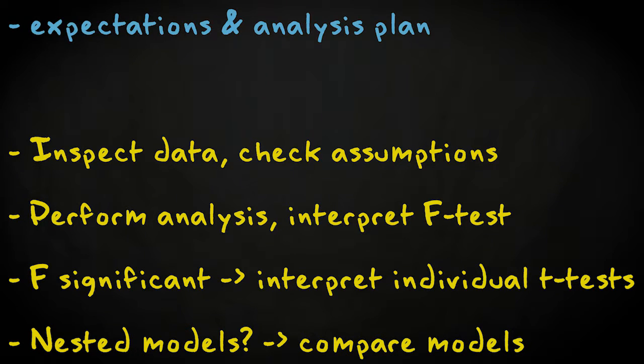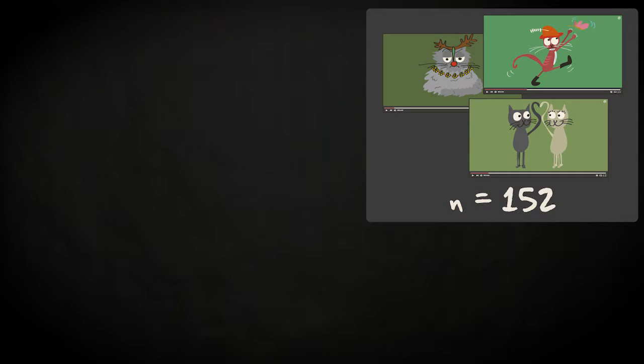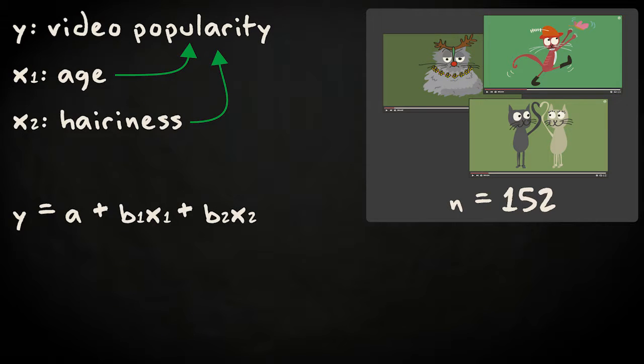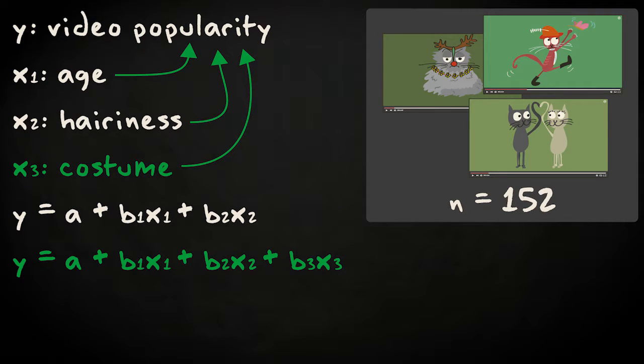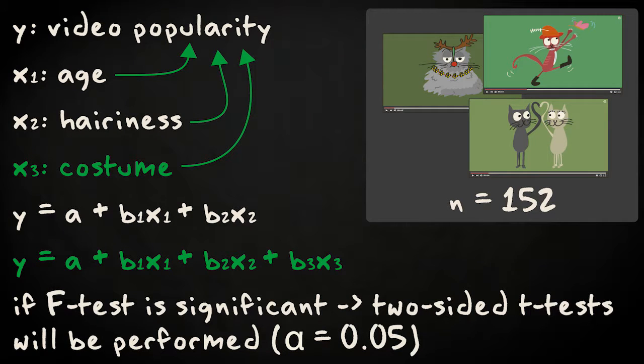By the way, we're assuming explicit expectations and an analysis plan were specified beforehand. Also, we're assuming the basic data preparation, like checking for data entry errors, has already been done. Suppose I've collected data on 152 online cat videos that were also submitted to the International Cat Video Festival last year. I want to test whether cat age and hairiness can be used to predict video popularity, and if so, whether the model improves by adding the indicator costume, whether the cat is dressed up. I had the feeling the cat age will decrease popularity and hairiness will increase it, but let's use two-sided tests just to be safe.